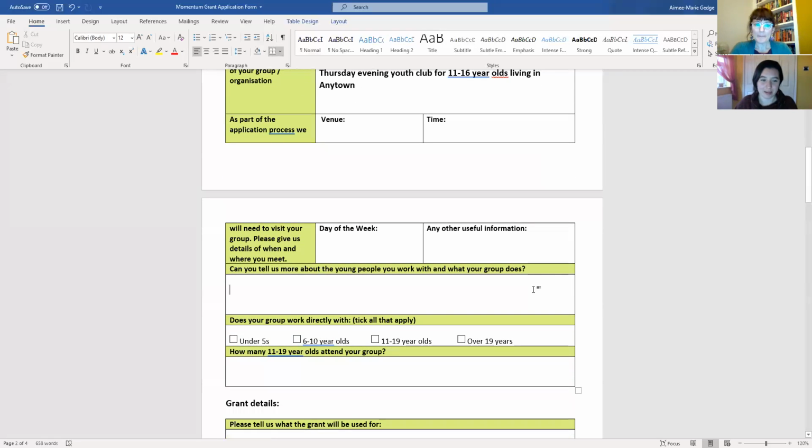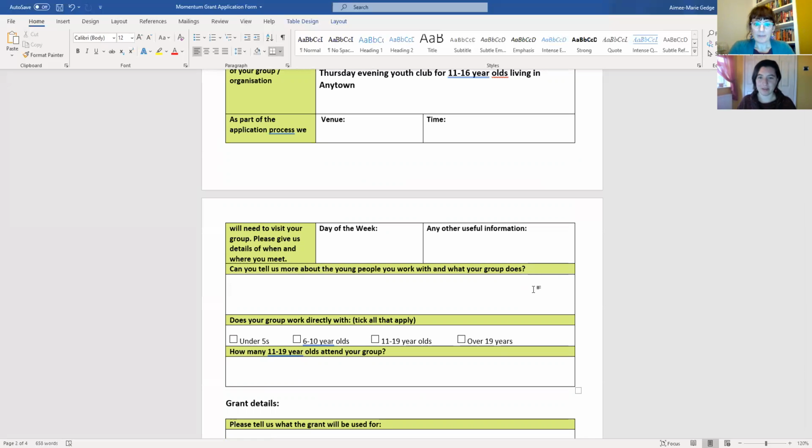At this next bit, this is where, when you asked before about whether you need any more detail, you can talk more about the young people that you work with. So you might work with a specific group of young people, maybe refugees or asylum seekers, or young people from a specific geographical area or with particular needs. And maybe your group does something to meet those needs. So that's just another chance to tell us a little bit more about what your group does.